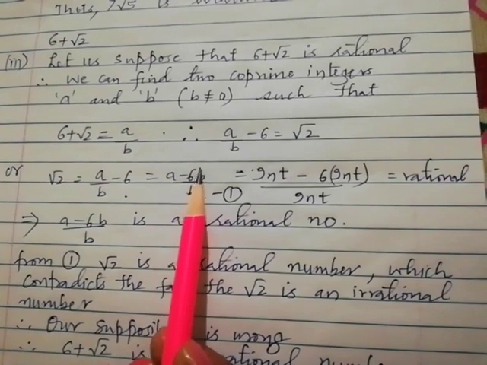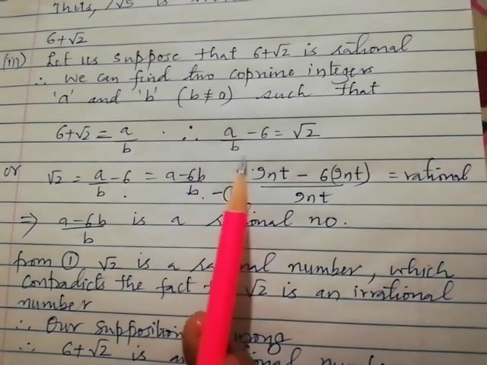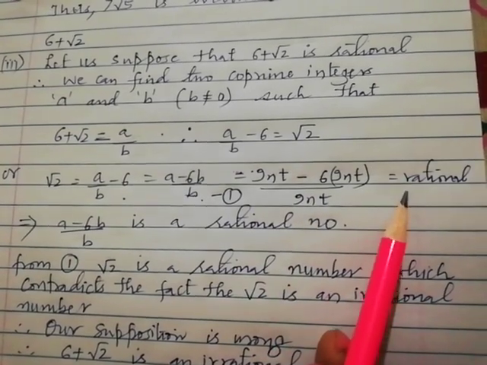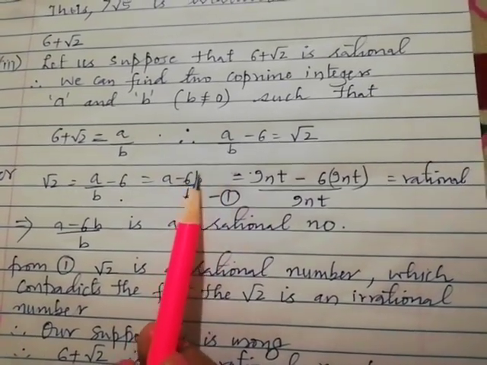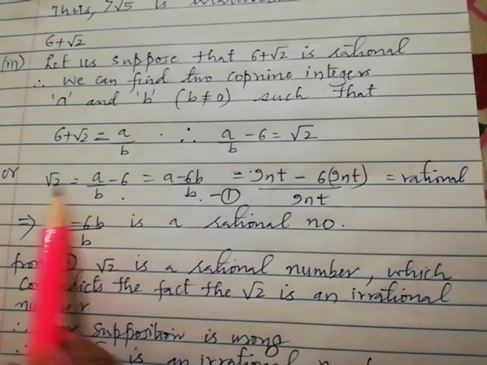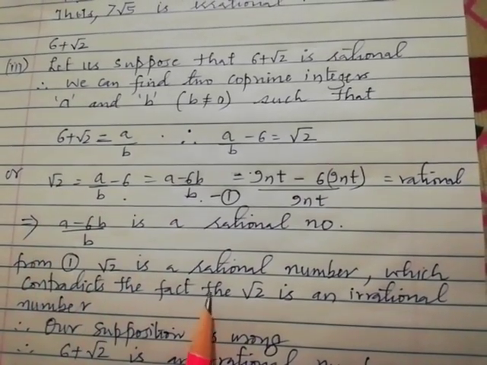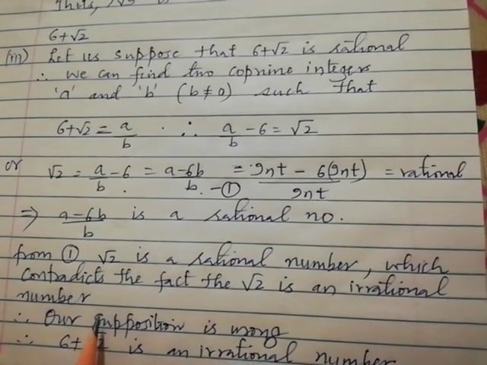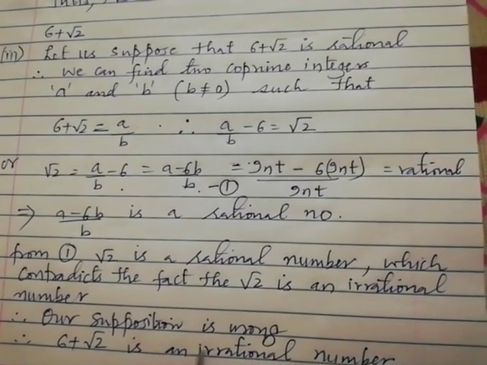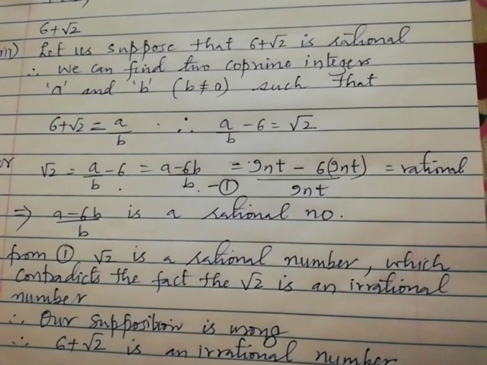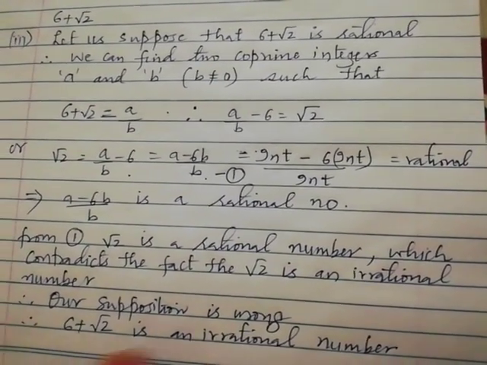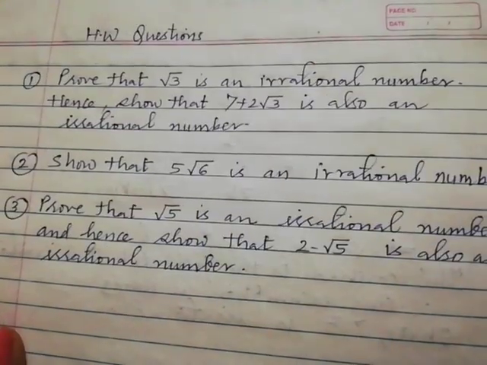So a is an integer, 6 is an integer, b is an integer, and over here the denominator is also an integer. So it is all equal to a rational. So you have this part as rational and they are equated. So root 2 is also a rational number, which contradicts the fact that root 2 is an irrational number, which we already know, which we have proved. Therefore the supposition is wrong. Therefore 6 plus root 2 is an irrational number. Write it in the same way as I have done over here.